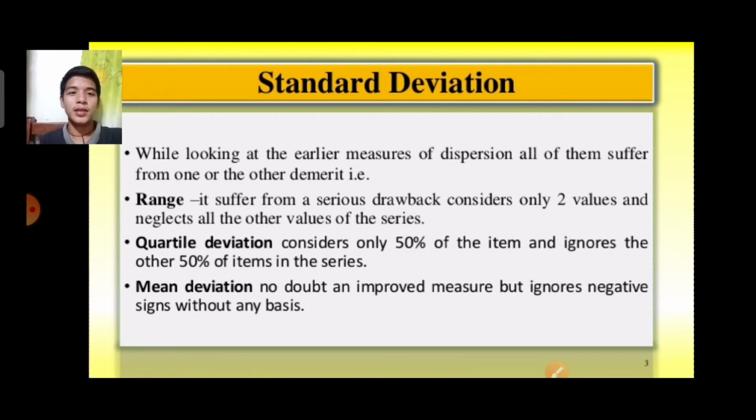Range suffers from a serious drawback: it considers only two values and neglects all the other values of the series. Quartile deviation considers only 50% of the items and ignores the other 50% of the items in the series. Mean deviation, no doubt an improved measure, ignores negative signs without any basis.